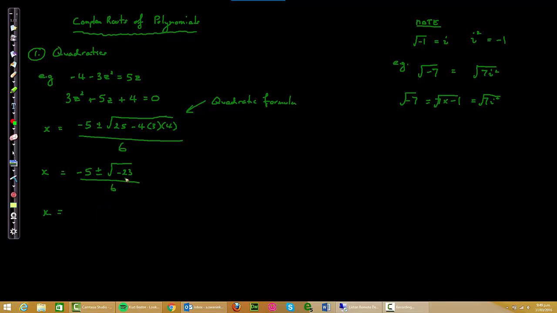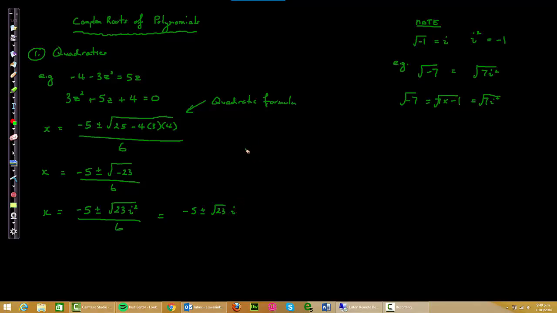Now what we've done in the past is said, okay, no real solutions, but now we use our knowledge of complex numbers to proceed. This here can be replaced with 23i squared. And 23 is a prime number, so I'm not going to be able to simplify that root 23, but I can simplify the square root of i squared. So this is equal to -5 plus or minus the square root of 23 times i.